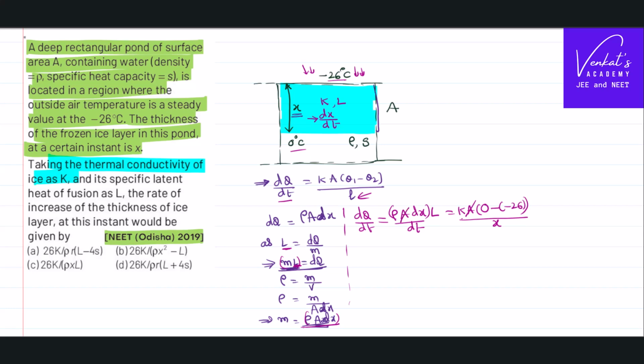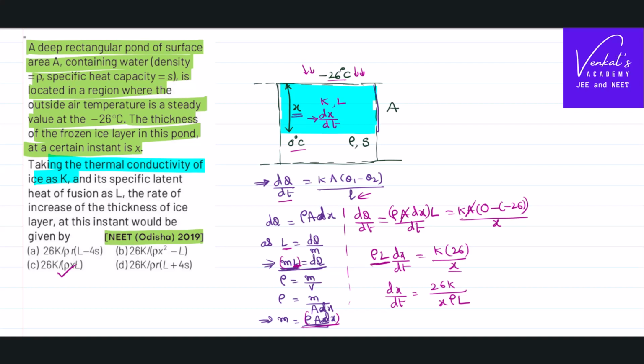Now the area on both sides will cancel. Rho L dx by dt, where rho is density and L is the latent heat, equals K times 0 minus minus 26, which is plus 26, by x. You want dx by dt, so it is 26K by x, and rho and L go to the denominator. That's the answer for the problem. Option C is the answer. That's how we solve this problem.